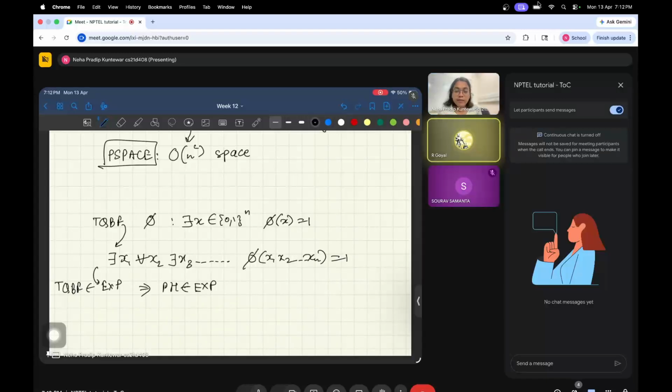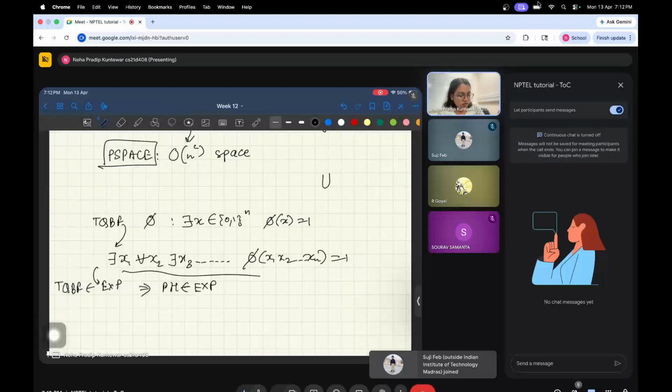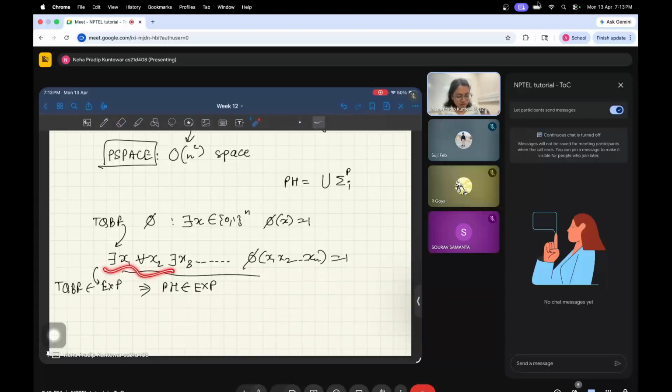What did you say in the beginning of this discussion, that TQBF is a standard problem? Yes, you can convert the PH instances into this, because PH is nothing but the union of sigma i P. Any problem can be thought of in terms of these quantifiers. So it's enough to show that TQBF is in EXP, and then PH is in EXP.